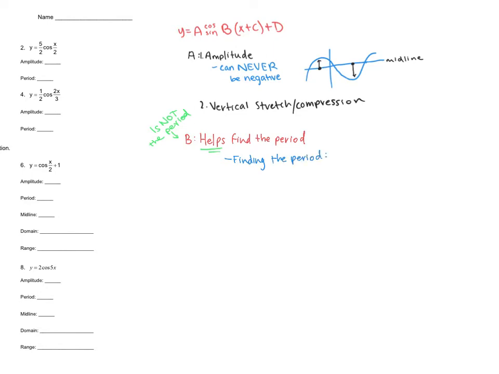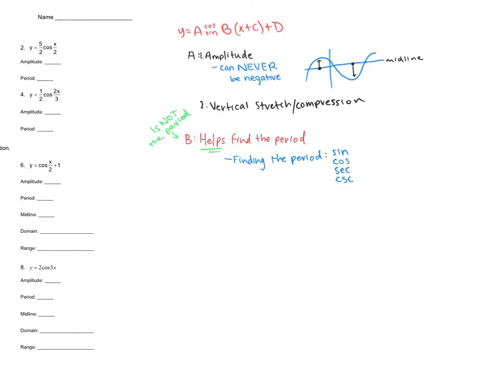Now this equation only works for sine graphs, cosine graphs, secant graphs, and cosecant graphs. We'll get into cosecant and secant later on, but for now, for sine and cosine graphs, this only works for them.